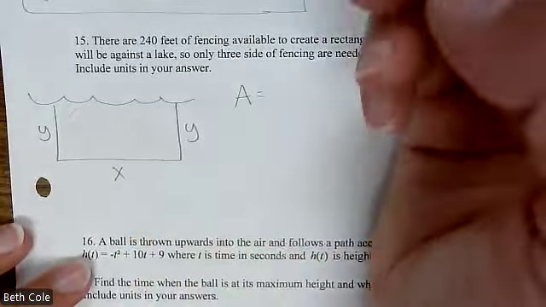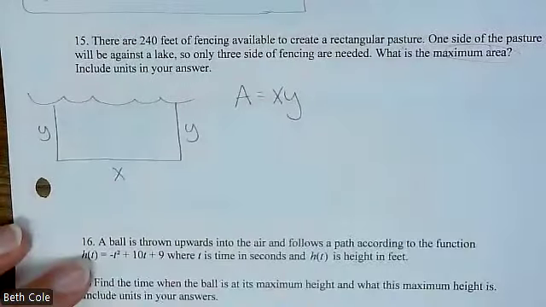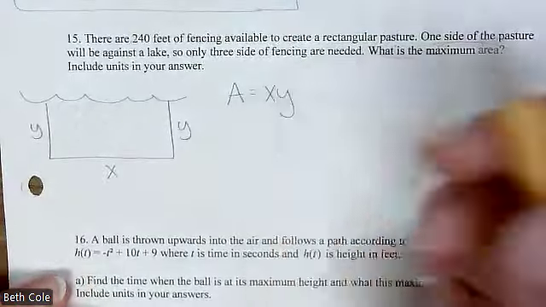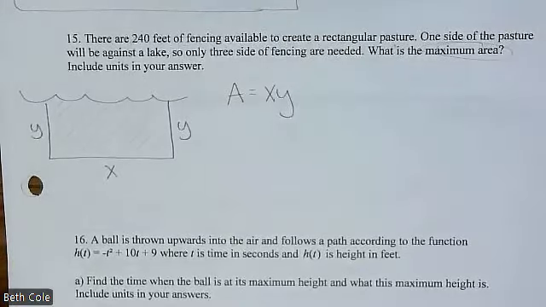Yeah, length times width, which would be y times x times y. Now the problem with that is it's an x and a y. It's two different variables. So go back to the problem, read it. Can you find another piece of information?